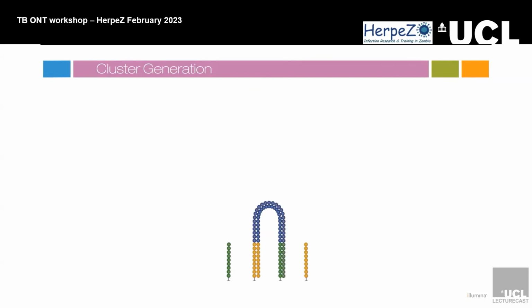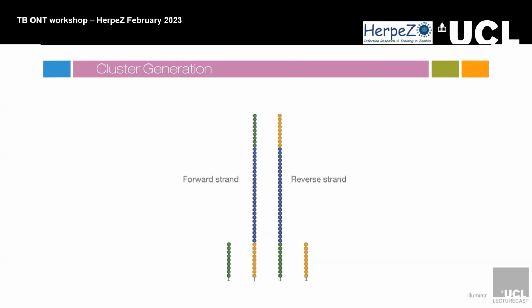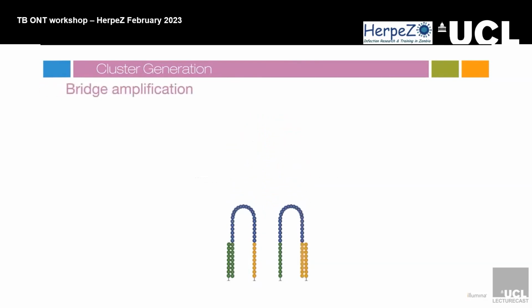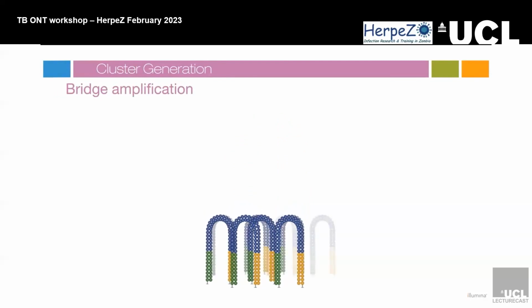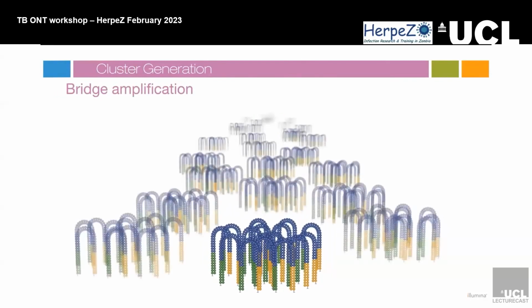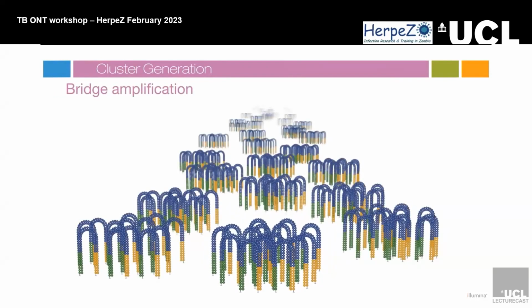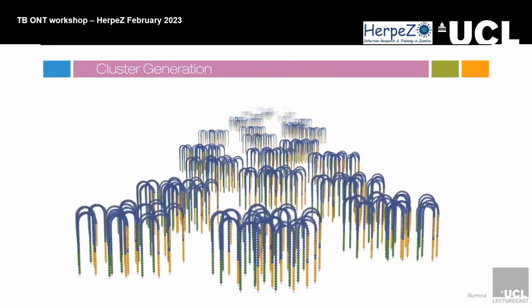The process is then repeated over and over and occurs simultaneously for millions of clusters, resulting in clonal amplification of all the fragments. After bridge amplification, the reverse strands are cleaved and washed off, leaving only the forward strands. The 3' ends are blocked to prevent unwanted priming.